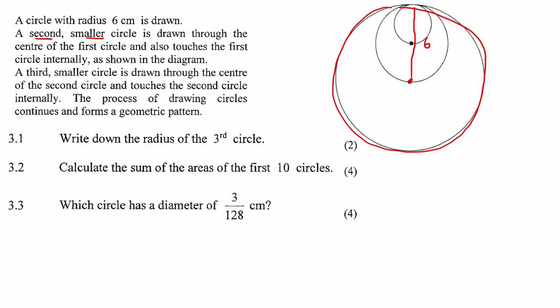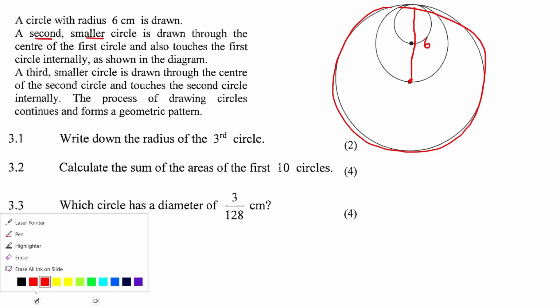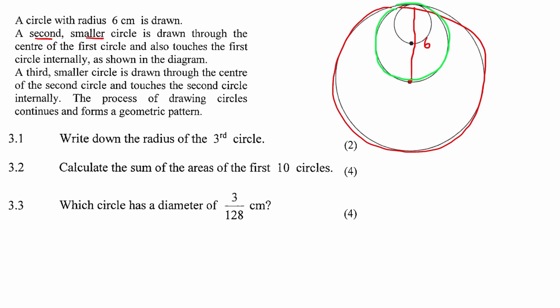The second circle is drawn through the center of the first one. So you can clearly see that this second circle, which I'll do in green, would have a radius of 3, because this distance here would be 3. And then the third circle, which is a purple one, has a radius where this distance here is 3, so its radius would only be 1.5. So each circle's radius is halving.